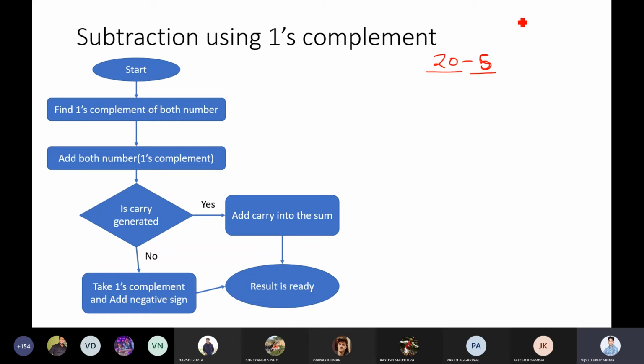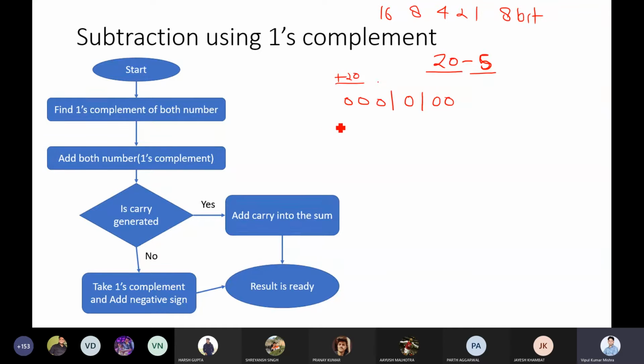In case of plus 20, suppose we are representing with 8 bits. So let me take 16 8 4 2 1. You will have 1 0 1 0 0, and I want to make it 8-bit, so let me make it this. So this will become your plus 20 that we already saw.